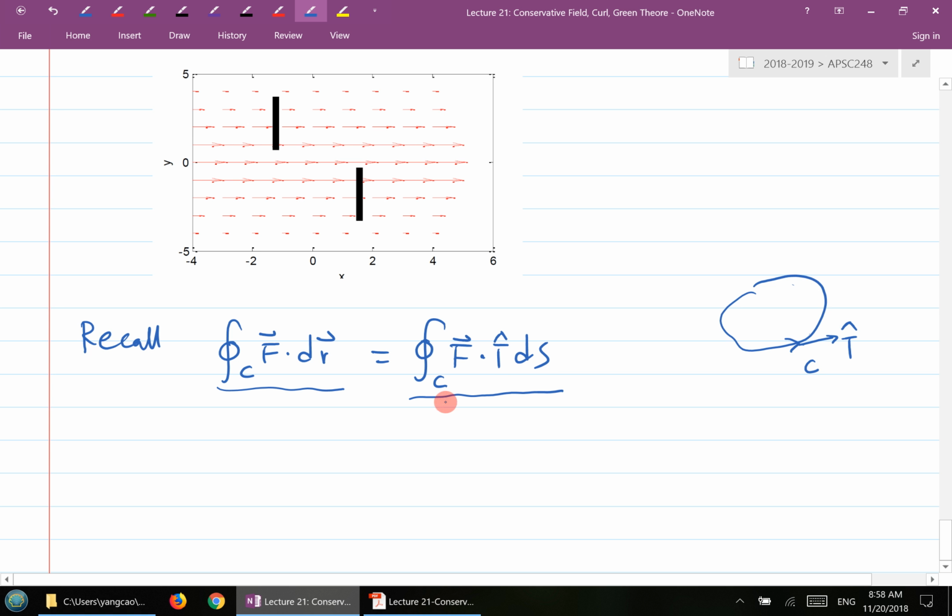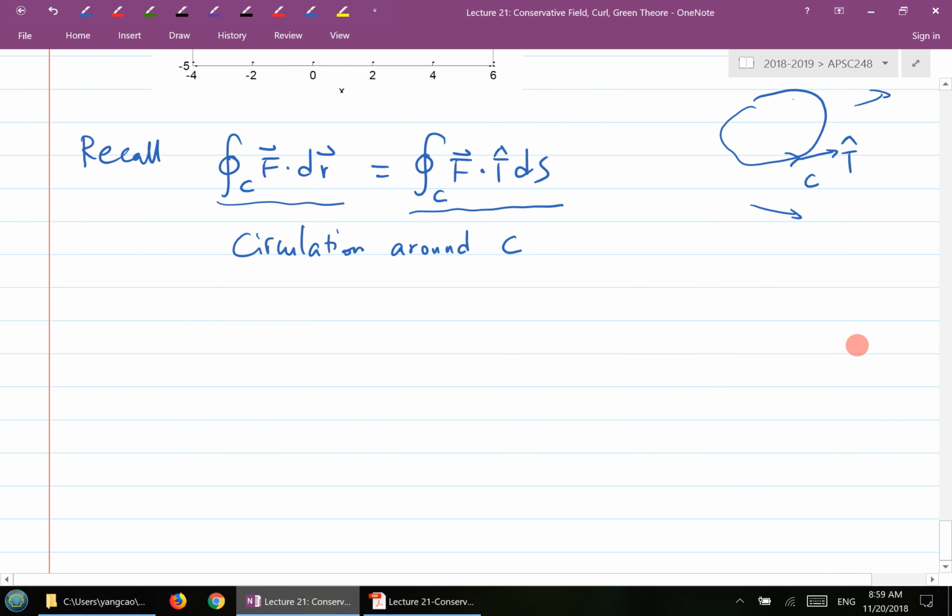And this one here, you can consider as a circulation around C. F is a vector field, whatever the field represents, maybe fluid, maybe velocity, whatever. And how much of that field circulates around this curve C can be calculated using this formula, right? So F dot T hat, and you get this.